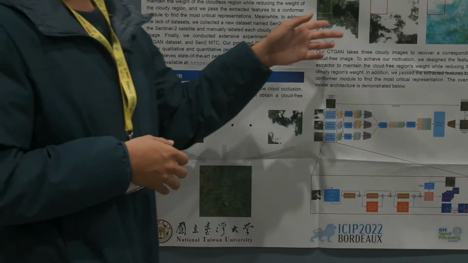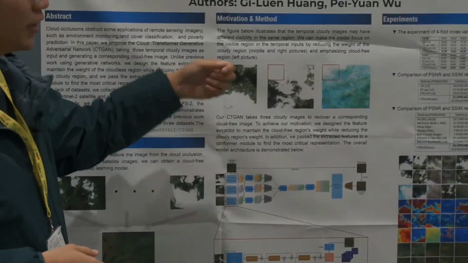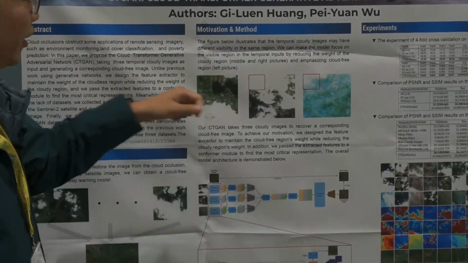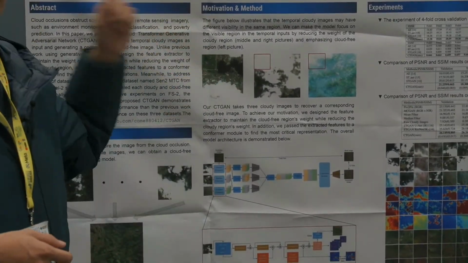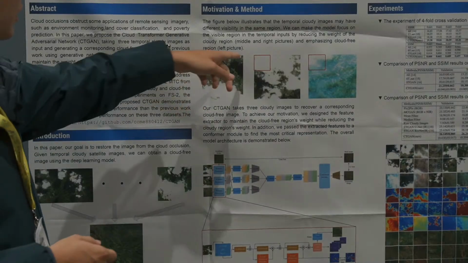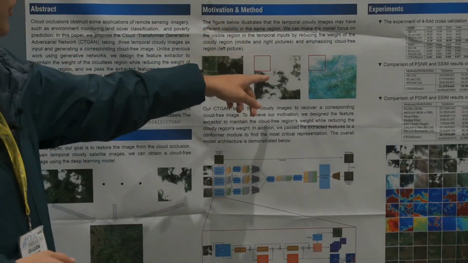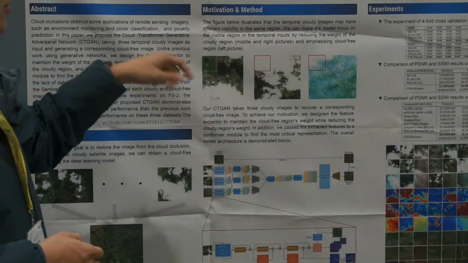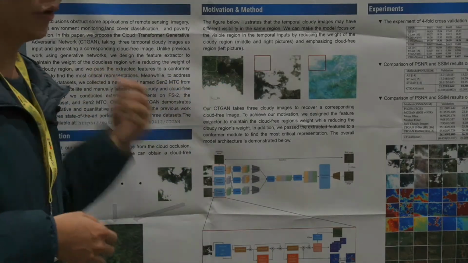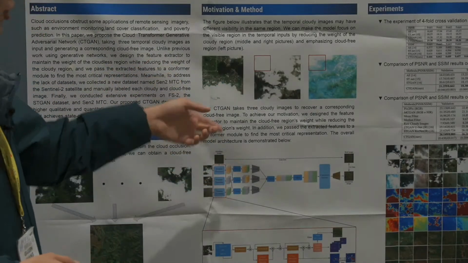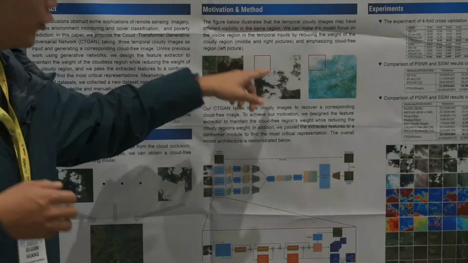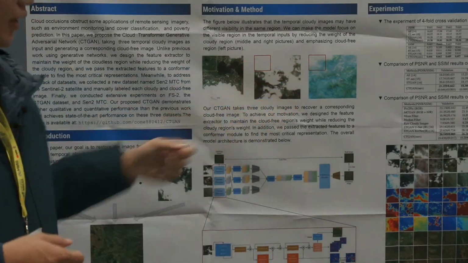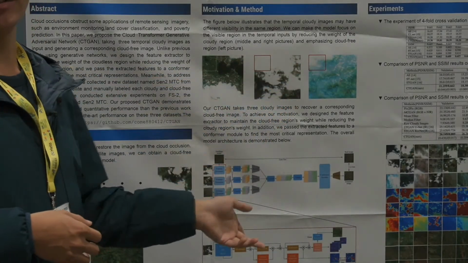Our motivation is that we use the temporal information to recover the corresponding cloud-free imagery, since the temporal images may have different visibility in the same region. So why don't we use this information to fill the cloudy regions using the temporal information? So this is our model architecture.